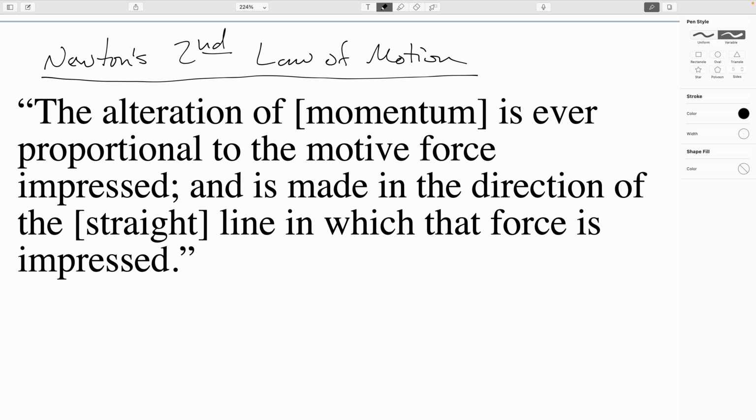So again, going with the English translation out of the Latin that Newton wrote, the alteration of momentum is ever proportional to the motive force impressed and is made in the direction of the straight line in which that force is impressed. Okay, that's a mouthful. And unfortunately, that's the case for Newton just in general. I will say that his writing style is very much of the why use 5 words when 40 will do almost as well. But he was trying to be very careful and very precise.